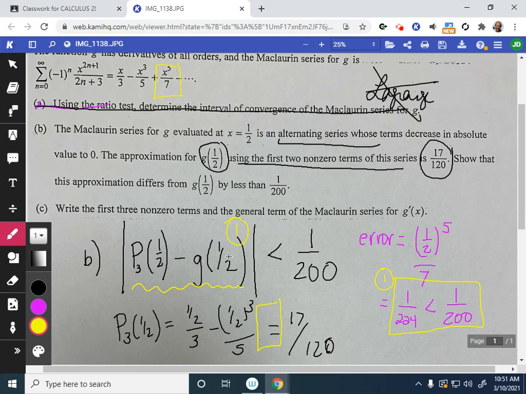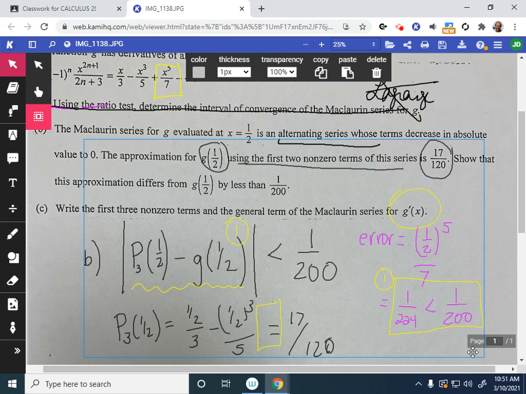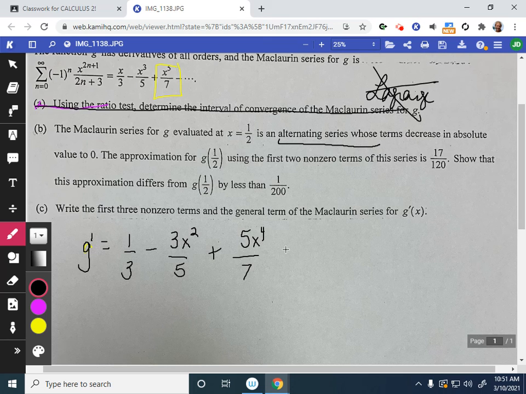Part C, let's do part C also because we might as well. Find the first 3 non-zero terms and the general term for g prime of x. So this should make us feel better because all we're going to have to do is take a derivative. So this is my series for g. I want the first 3 terms for g prime. G prime is going to equal the derivative of this, so 1/3, minus the derivative of this, 3x squared over 5, plus the derivative of this, 5x to the 4th over 7. So the first 3 non-zero terms, there they are.